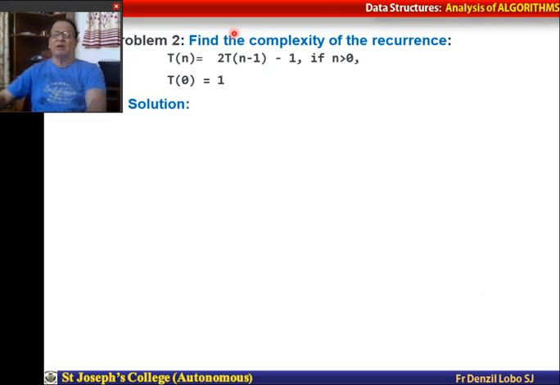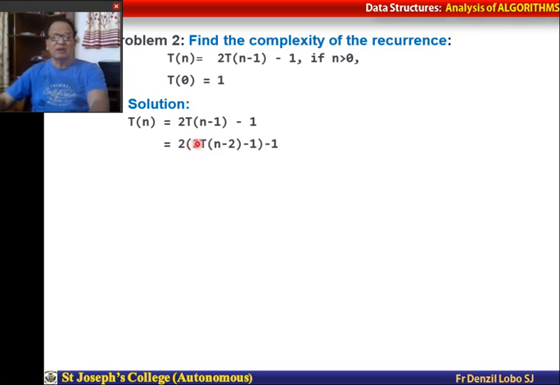Okay, with that we come to problem 2, a similar problem. Find the complexity of the recurrence. T(n) is equal to 2 into T(n minus 1) minus 1 if n is greater than 0. If it is 0, it is 1. Let us see. Again, we do the expansion. T(n) is equal to 2 T(n minus 1) minus 1. Now we have to substitute for T(n minus 1). It becomes 2 T(n minus 2) minus 1, within brackets.